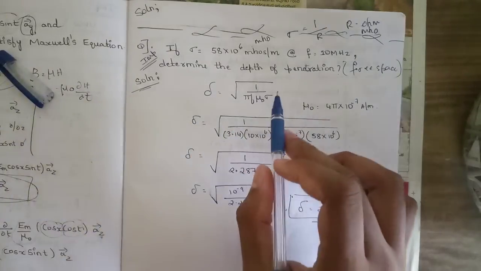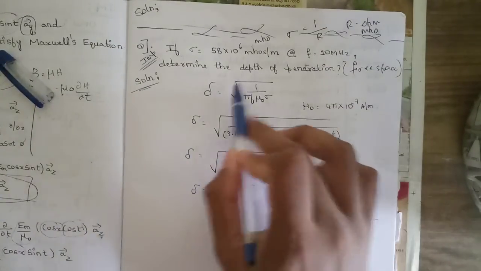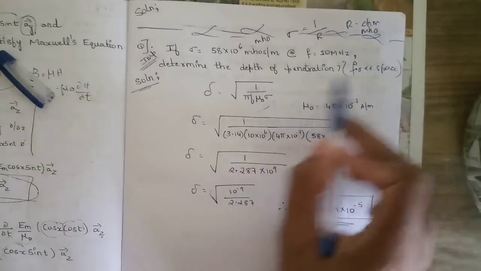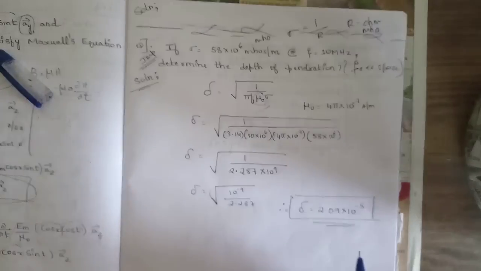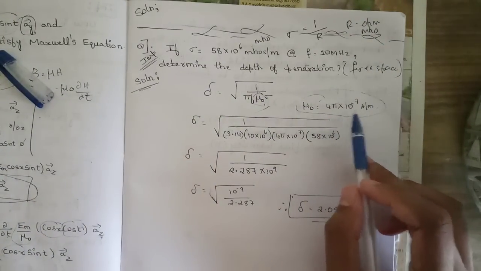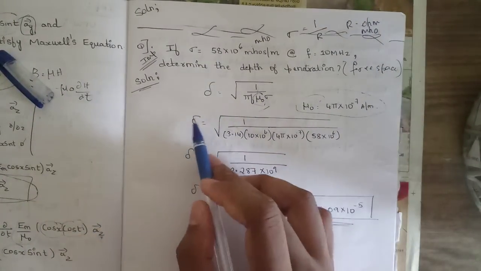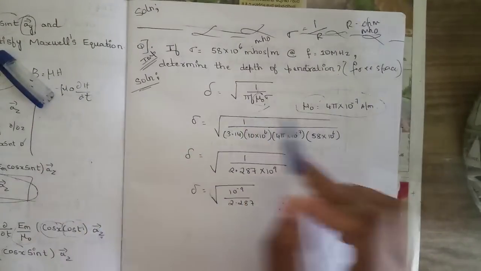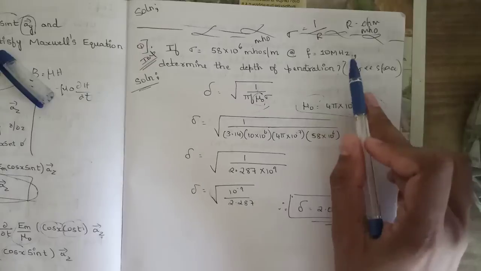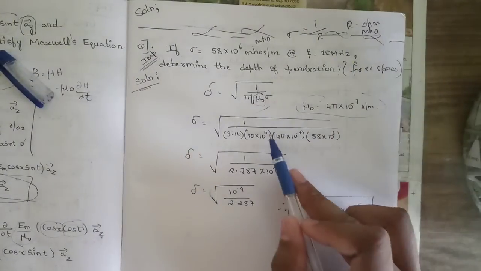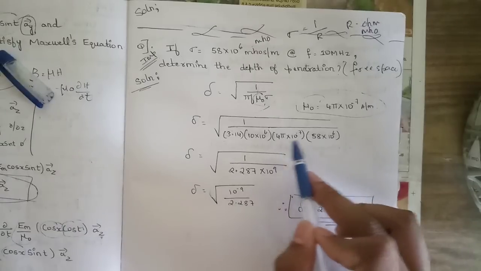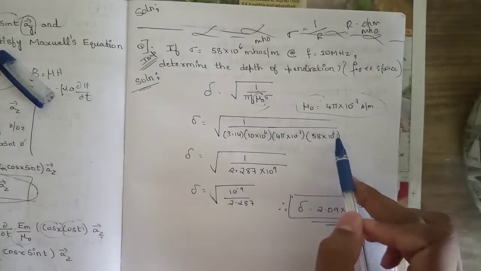The depth of penetration formula we discussed in the last session is delta equals square root of 1 by pi f mu naught sigma. In place of mu we replace it by mu naught for free space, whose standard value is 4 pi into 10 power minus 7 henry per meter. Substituting the values, delta is equal to 1 by pi, 3.14, into frequency 10 megahertz, that is 10 into 10 power 6, into mu naught, 4 pi into 10 power minus 7, into 58 into 10 power 6.